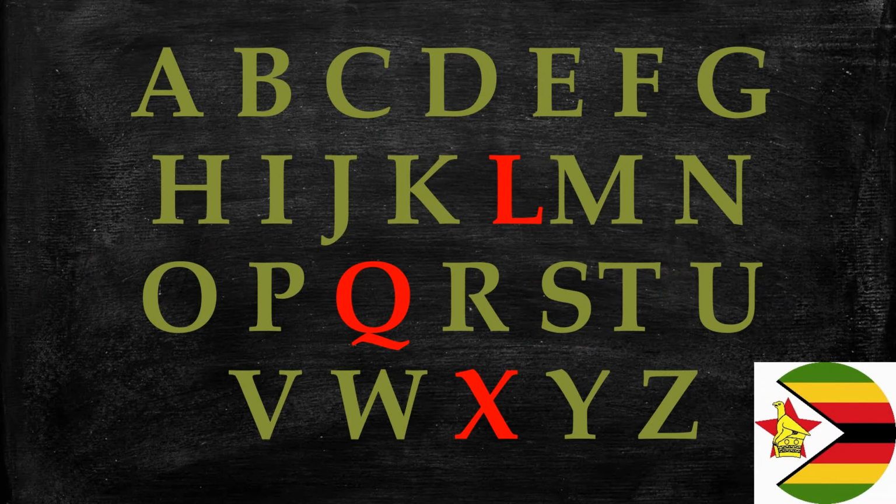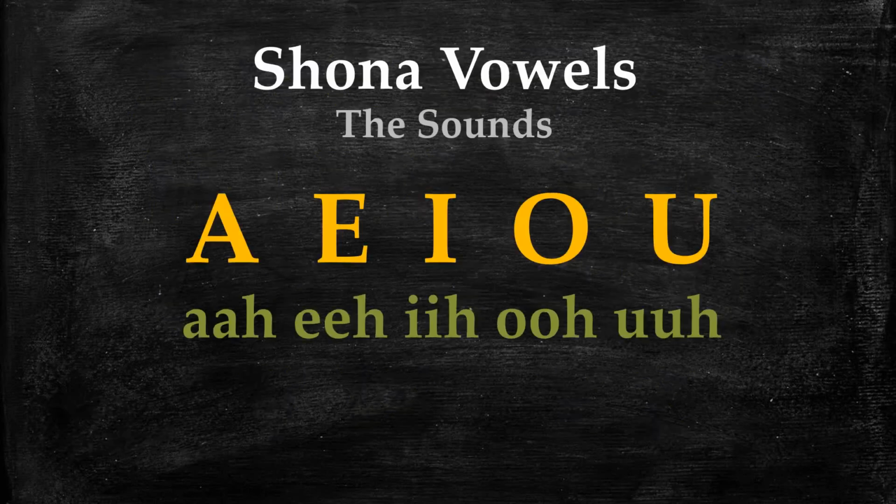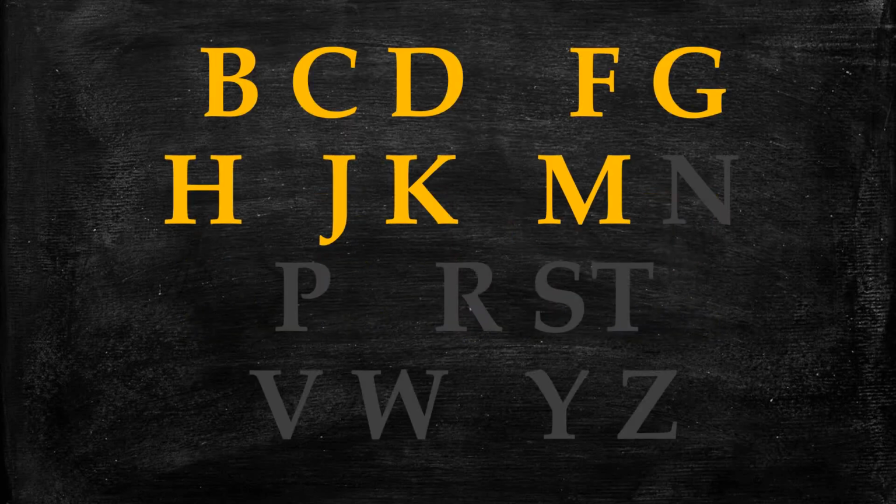As I've said before, the Shona alphabet is similar to the English or Latin alphabet, with the exception of the letters L, Q and X, which we do not use in Shona. So we are left with 23 letters. Of the 23 letters, we've also covered the vowels, which sound like A, E, O, U. That leaves us with 18 letters, and of the 18 we are going to do the first 9 in yellow.